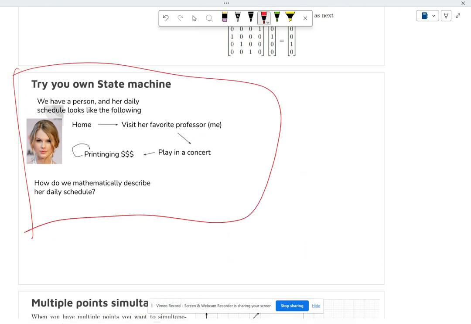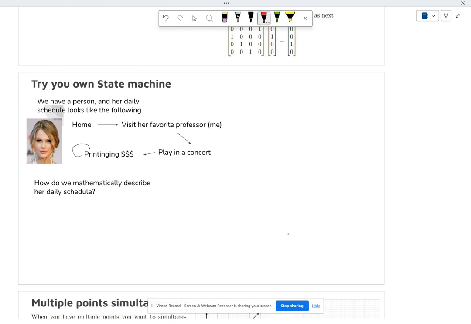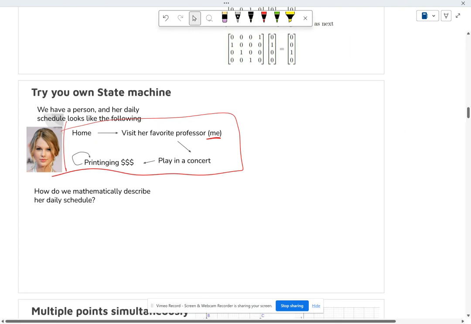Now, here's another transition state. This one is pretty easy. Basically, we have a singer. Not sure if you ever heard of her before, but anyway, imagine this is her day. She starts at home. She goes and visits her favorite computer science professor daily, which is me, and then she goes and plays in a concert, and then she goes and starts iteratively printing money. So she just prints money over and over again. I want you to pause the video and see if you can solve this. Create the transition matrix.